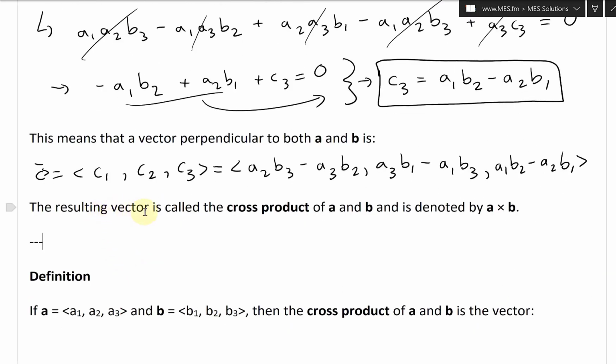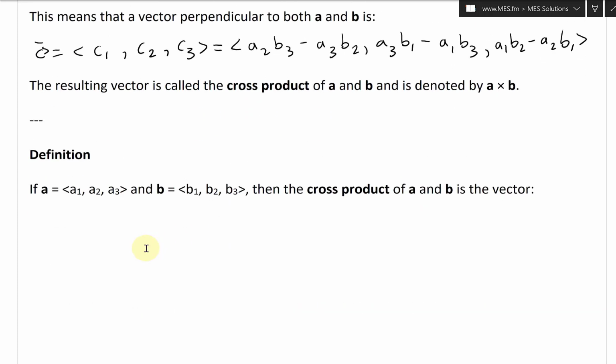And the resulting vector is called the cross product of A and B, and is denoted by A, and then this X-like character called cross. So A cross B. And that brings us to this definition of the cross product.